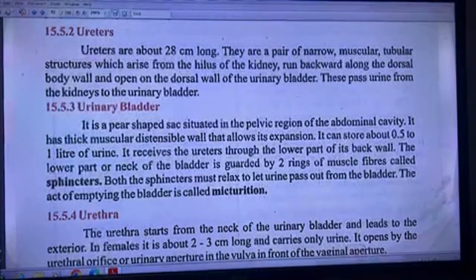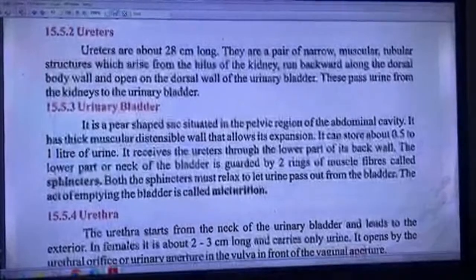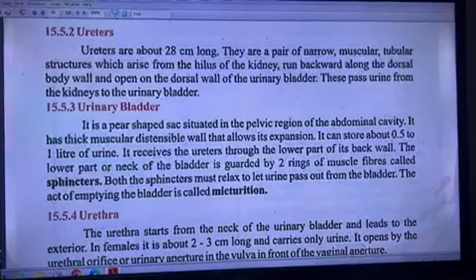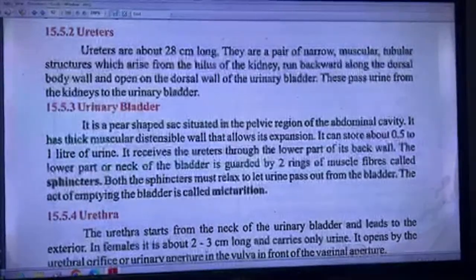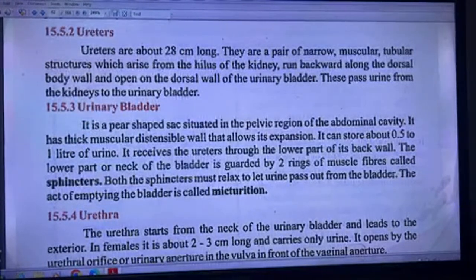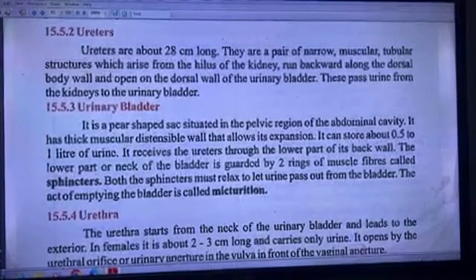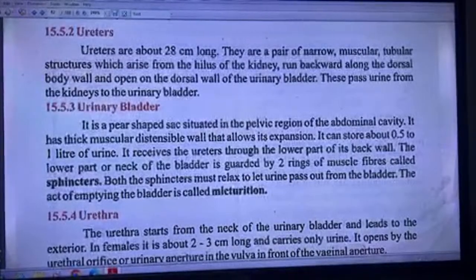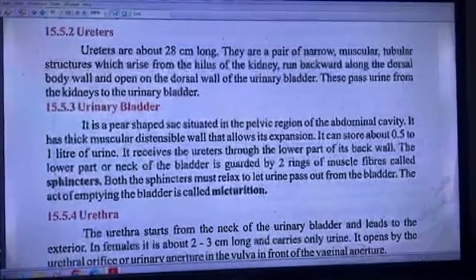Urinary bladder. It is a pear-shaped sac situated in the pelvic region of the abdominal cavity. It has a thick, muscular, distensible wall that allows its expansion. It can store about 0.5 to 1 liter of urine. It receives the ureter through the lower part of its back wall.